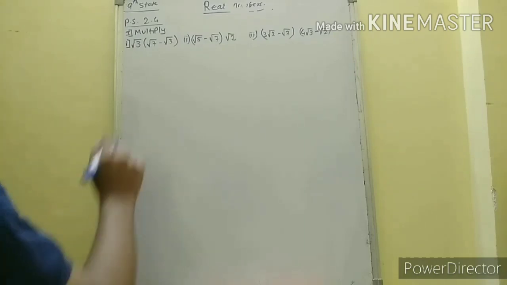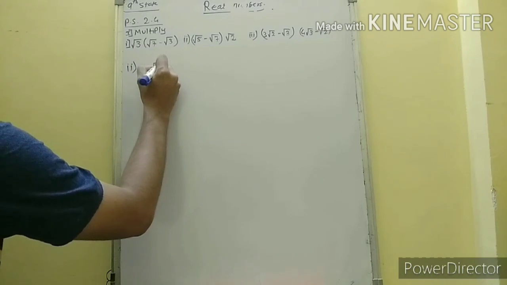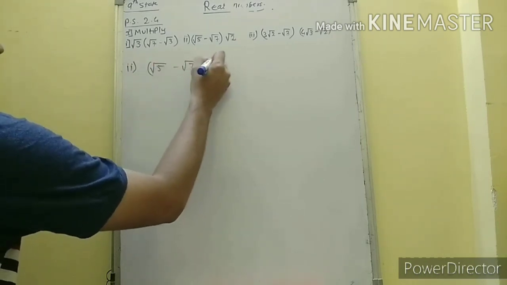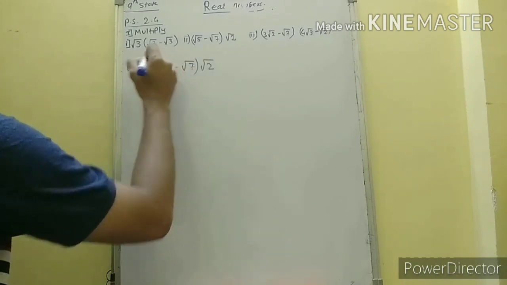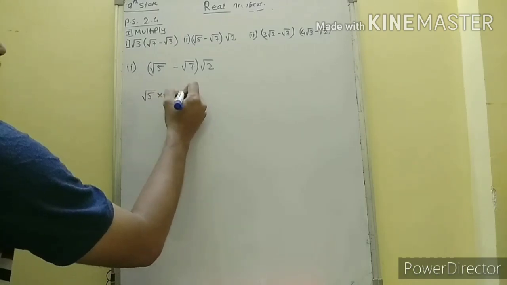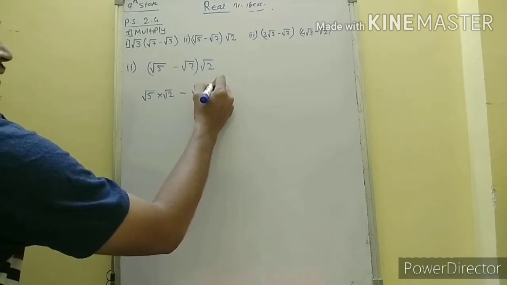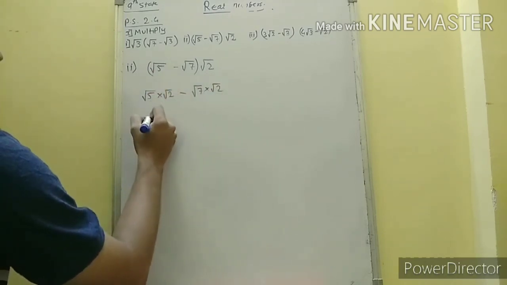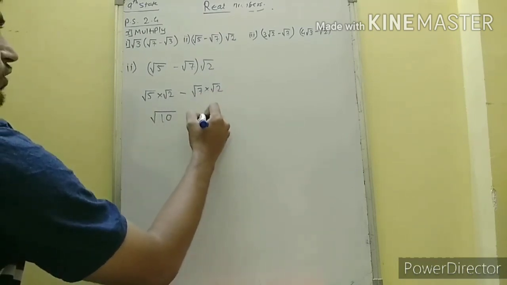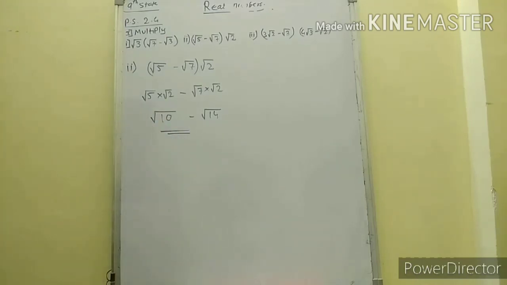Now let's move to the second one. What is the second one? Square root of 5 minus square root of 7 multiply by square root of 2. So this is multiplied by this, root 5 into root 2, minus this is multiplied by this, root 7 into root 2. So root 5 into root 2 is 5 2s are 10 and 7 2s are 14. So this is the solution for the second one.